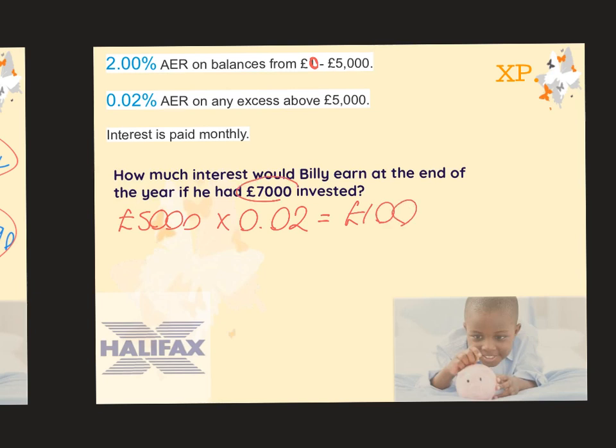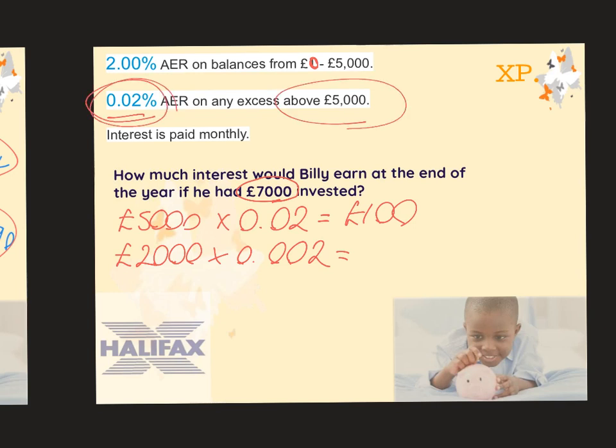But the extra £2,000 he's got, he's only going to get 0.02% interest. So a lot of people think that if it's above £5,000, so if you had £7,000, then the whole interest rate is this. But it's not. You still get your £5,000 at 2%. It's just the extra is at 0.02%. So I need to do £2,000 multiplied by 0.002, and you get £4. So you can see how it significantly drops. So altogether, the interest would be £104.